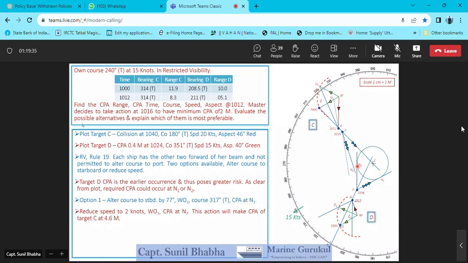So this is the second option which is available to us. Let us now check the effectiveness of the second option, that is reduction in speed for target Charlie. So let's do that. Our initial own ship vector was Whiskey to Oscar, WO. Now we modify the length of this vector as per our new speed of 2 knots. And this is modified now to WO2 here. You can follow the laser pointer, W2O2. This is the new own ship vector.